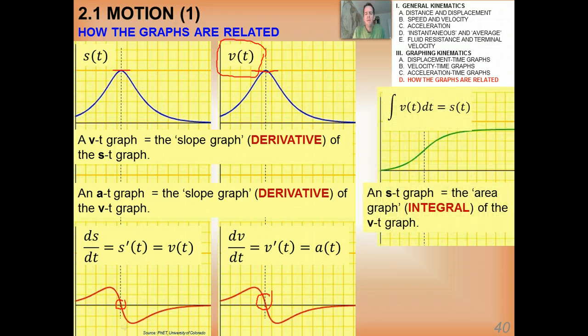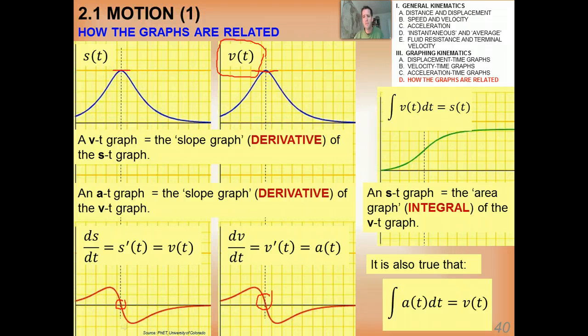Now, it turns out that the ST, the displacement time graph, is an area graph. That is actually the integral of the velocity time graph. Remember how I said that the displacement is equal to the area between the velocity time graph and the x-axis? Turns out we take what's called an antiderivative or an integral, and the way we write it, again, you don't need to know this right now, but it's just kind of interesting. The way we write it is the integral, which is this snaky looking integral sign, of v of t times dt equals s of t, okay?